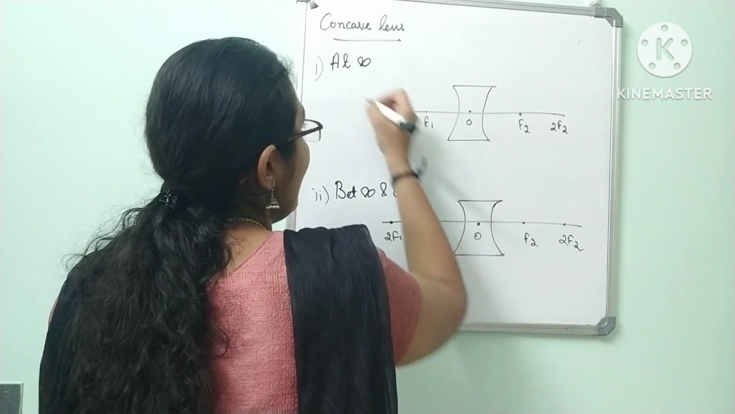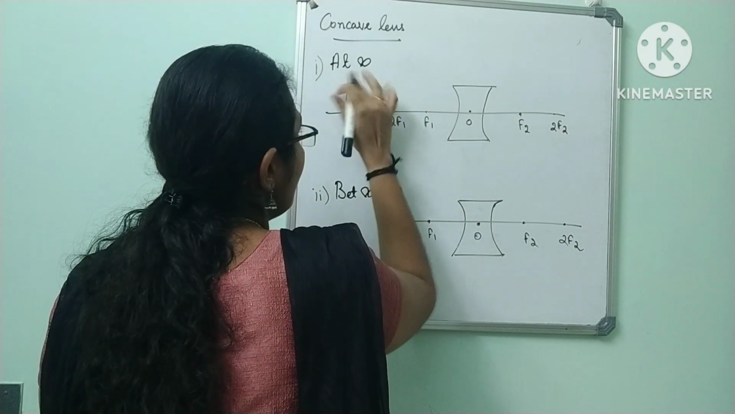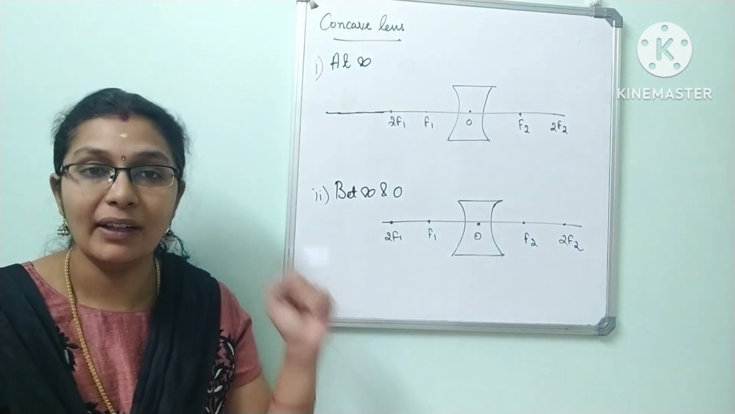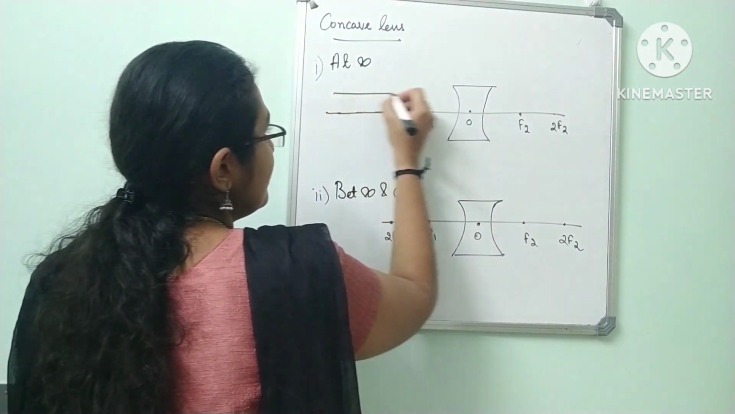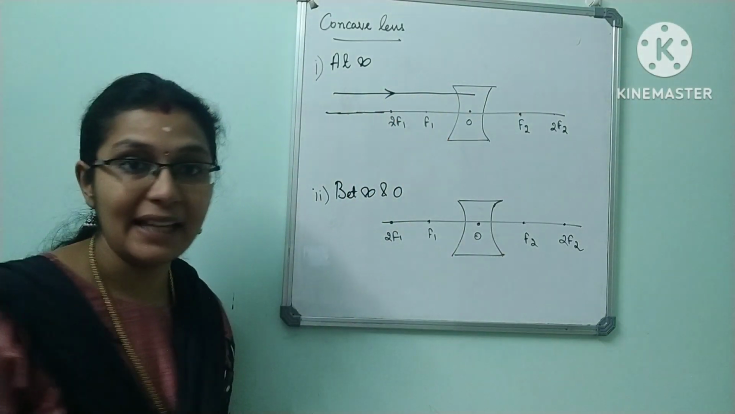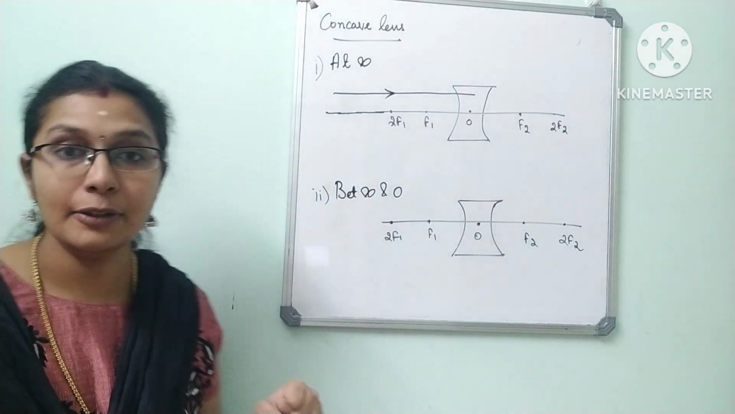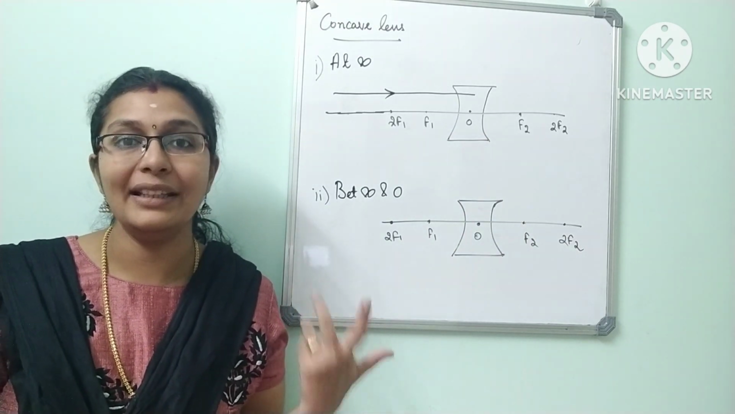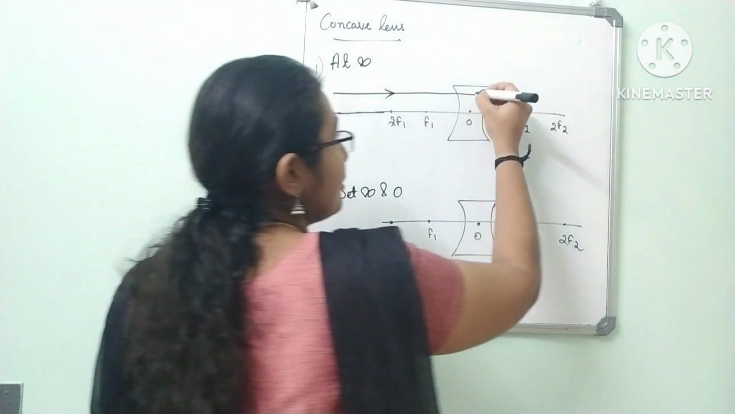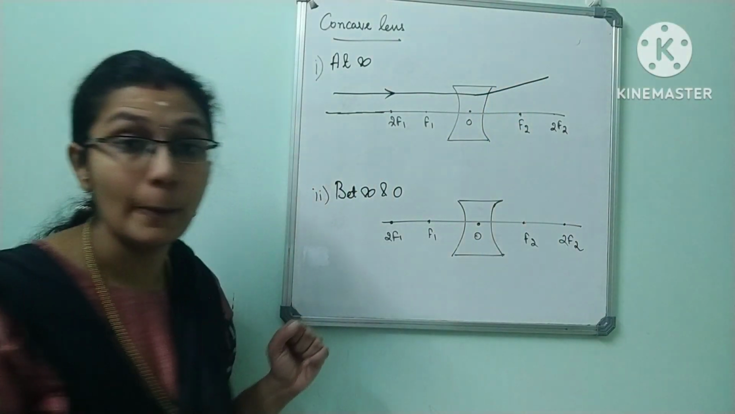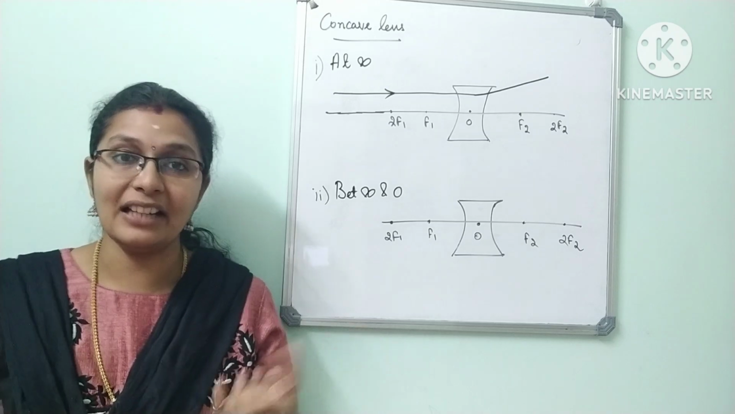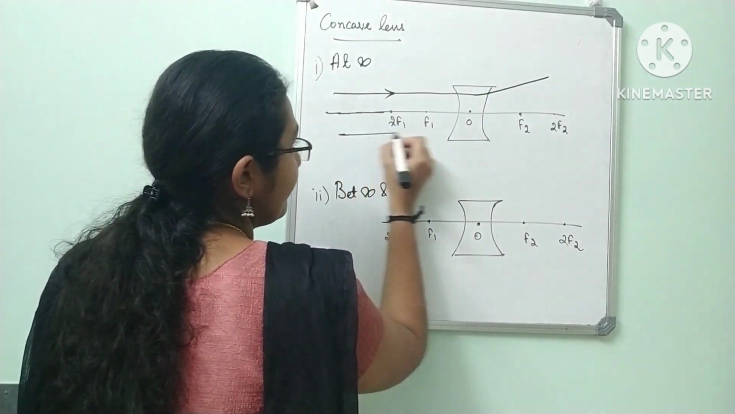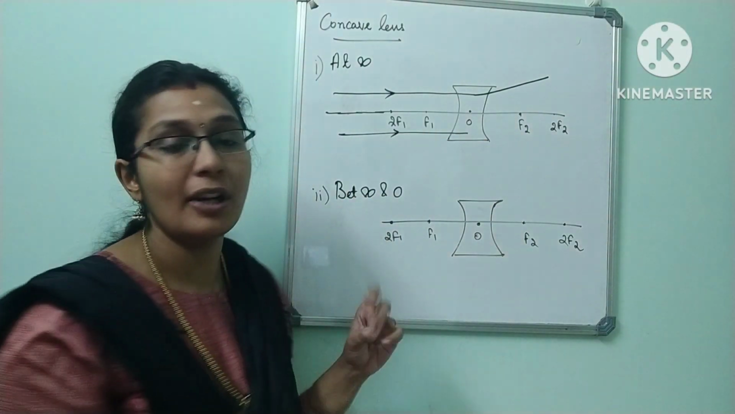Now I am placing the object somewhere at infinity. At infinity means you need not draw the object because you will have only parallel rays, right? So rays parallel to the principal axis. Listen to this carefully. Rays parallel to the principal axis, after passing through the lens, what do they have to do? They have to refract, right? So here refraction takes place and it diverges. Yes or no? See, convex lenses are converging lenses, whereas concave lenses are diverging lenses. So it diverges. Similarly, we must draw at least two rays, right?